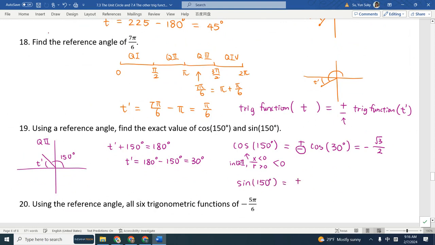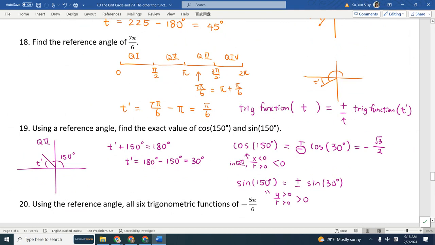This is plus or minus sine of the reference angle, 30 degrees. But plus or minus, what is sine in terms of x, y, r? Y over r. Your r is always positive, right, everybody? So that's why y over r. So this is positive, so the whole thing is positive.